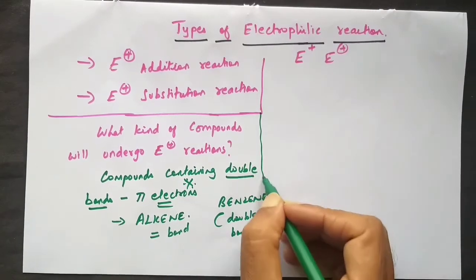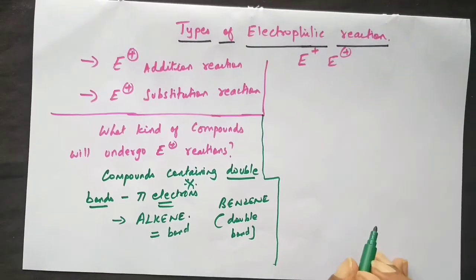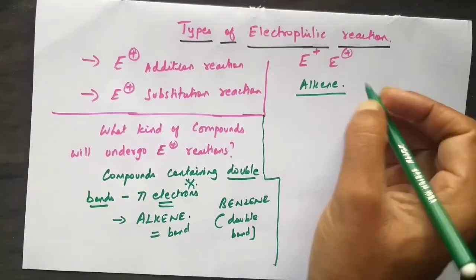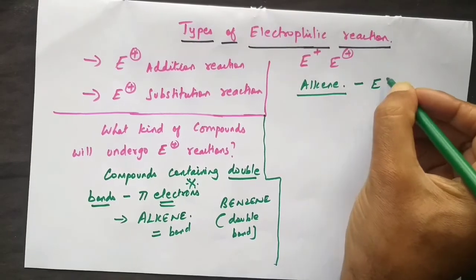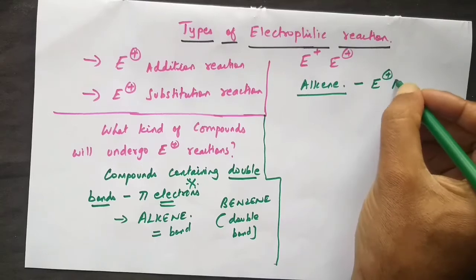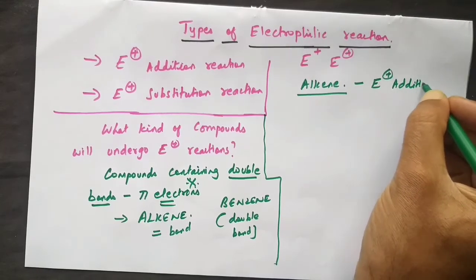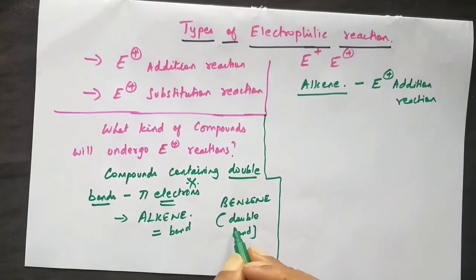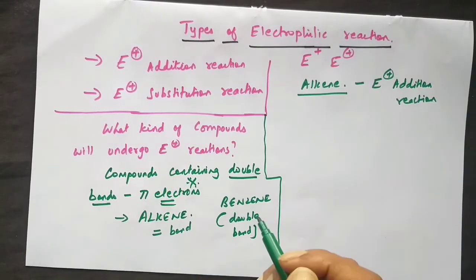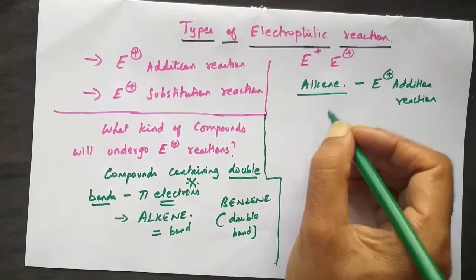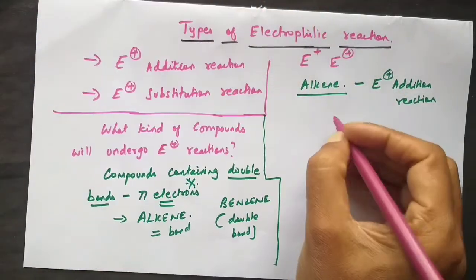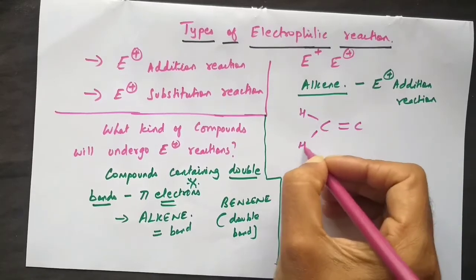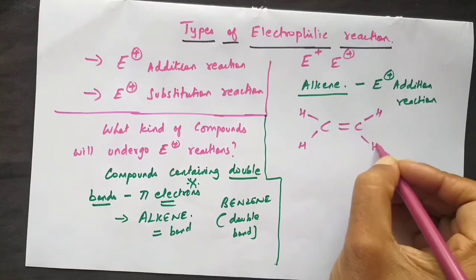Out of these two, alkene will undergo electrophilic addition reaction, and benzene will undergo electrophilic substitution reaction. So let us take an alkene now, with a carbon-carbon double bond. Maybe I write a hydrogen here, and then hydrogen here.